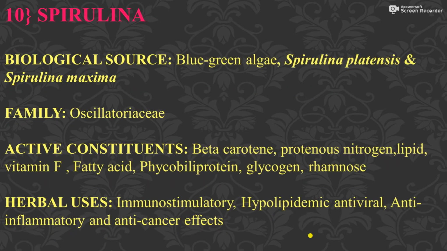Then last one drug, that is spirulina. In that spirulina, biological source, that is blue-green algae, Spirulina platensis and Spirulina maxima. These are the two species of spirulina, blue-green algae belonging to family Oscillatoriaceae. Active constituents: beta carotene, proteinous nitrogen, lipid, vitamin F, fatty acid, phycobiliprotein, glycogen and rhamnose.